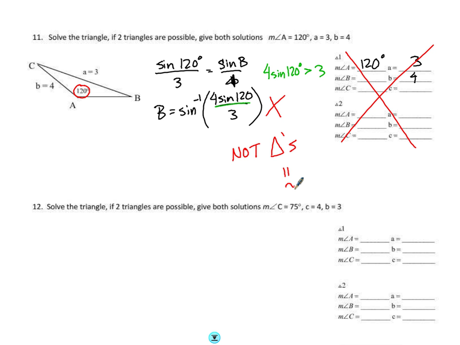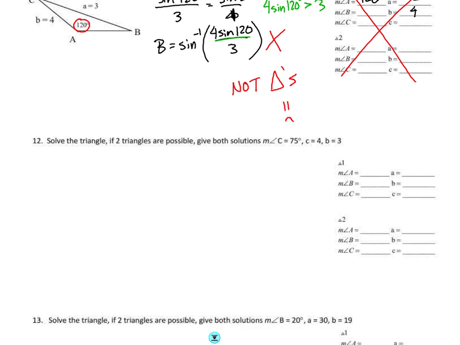So let's go over one more example. I'll leave one for you to try on your own. Example 12 is one of those cases where we can find one triangle, but when we go to find the second one, we run into a little bit of a hiccup or a messy situation. So let's go ahead and draw our triangle.